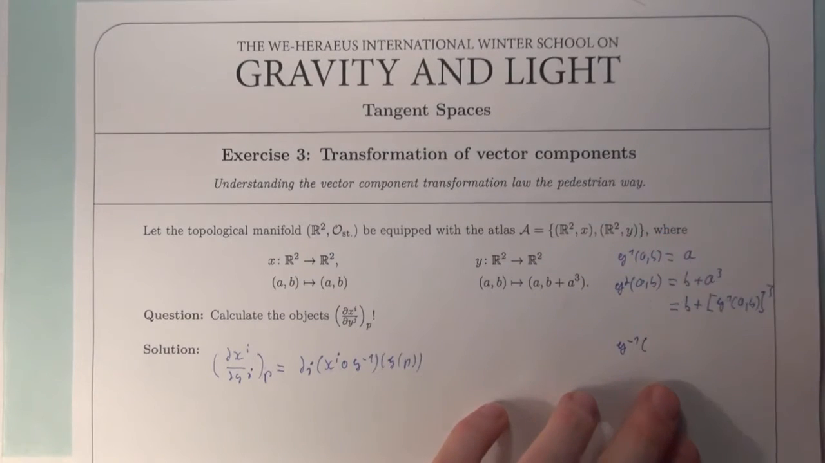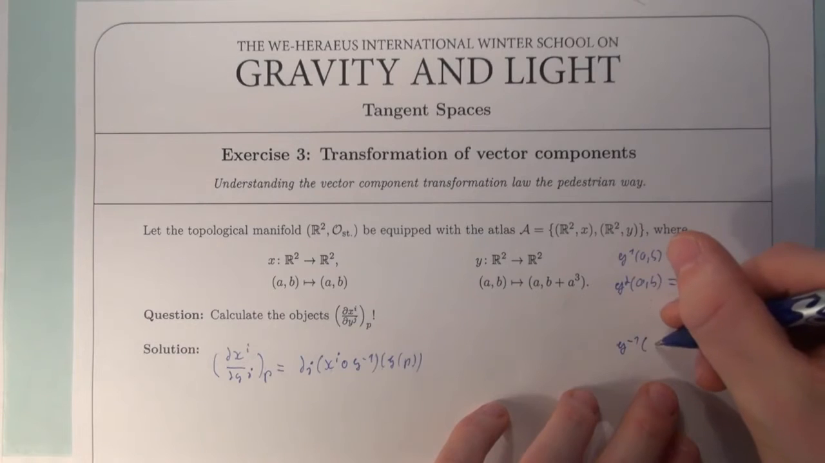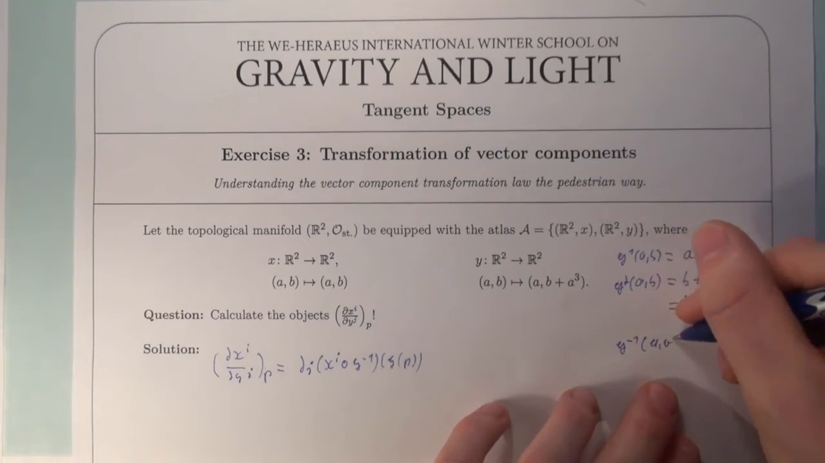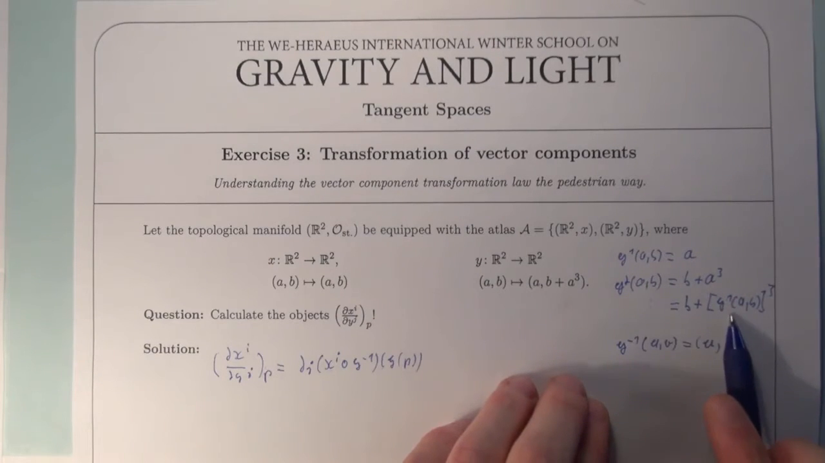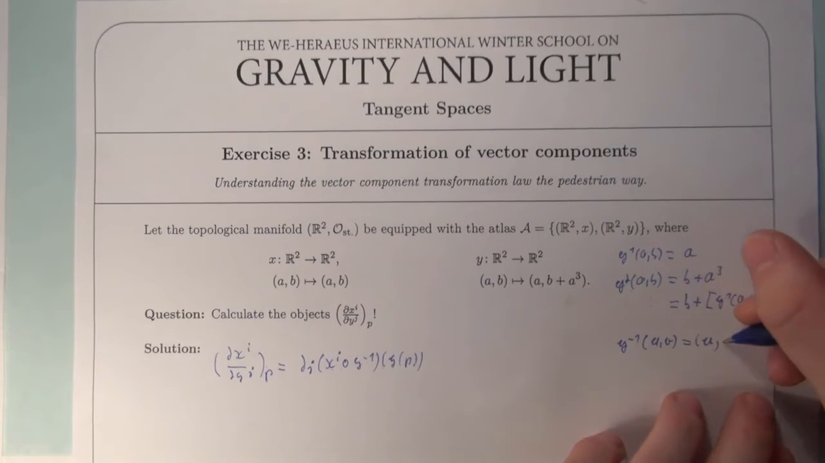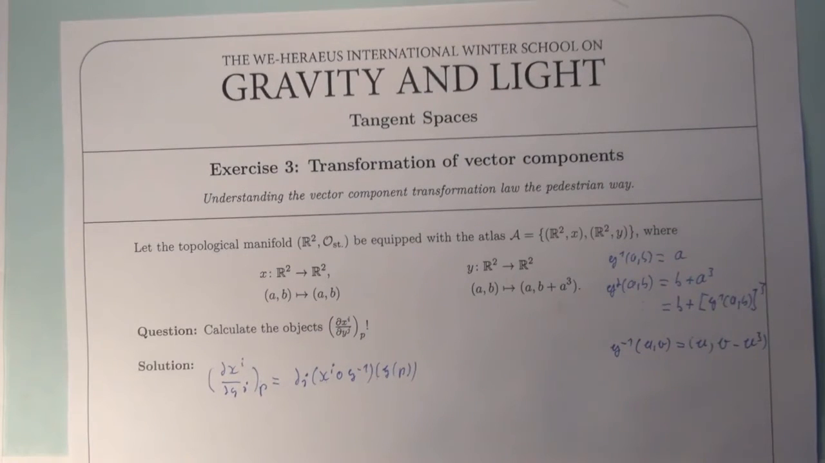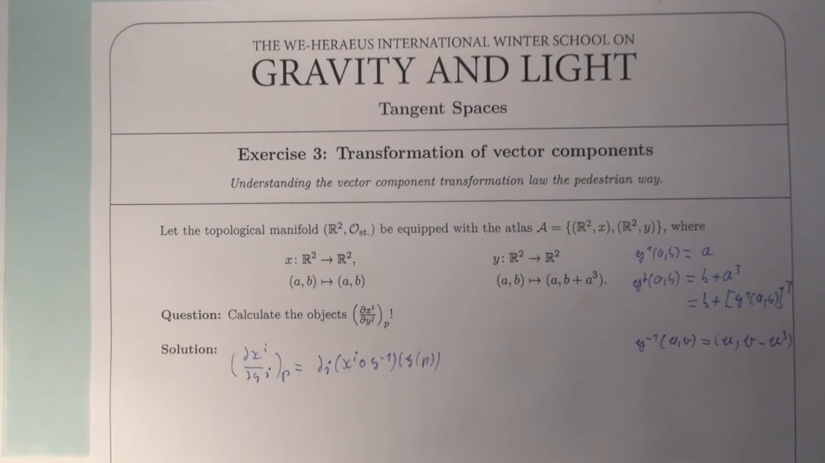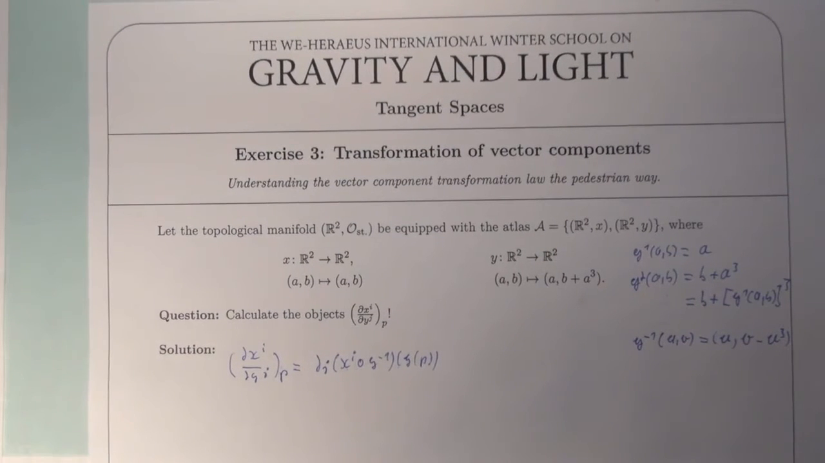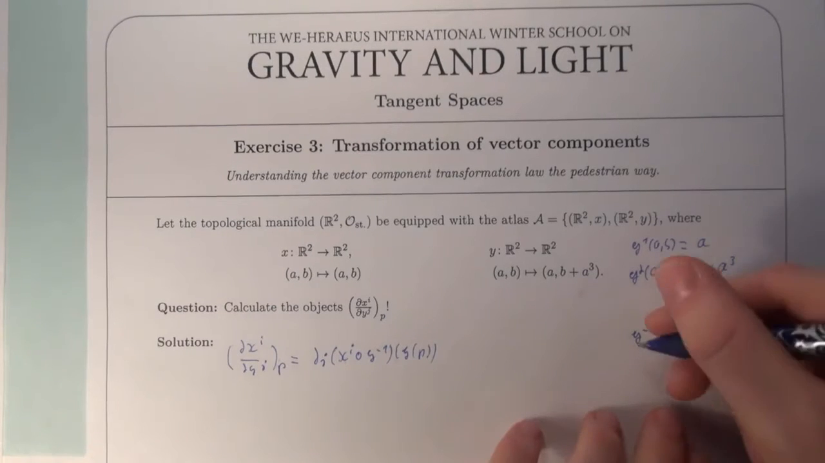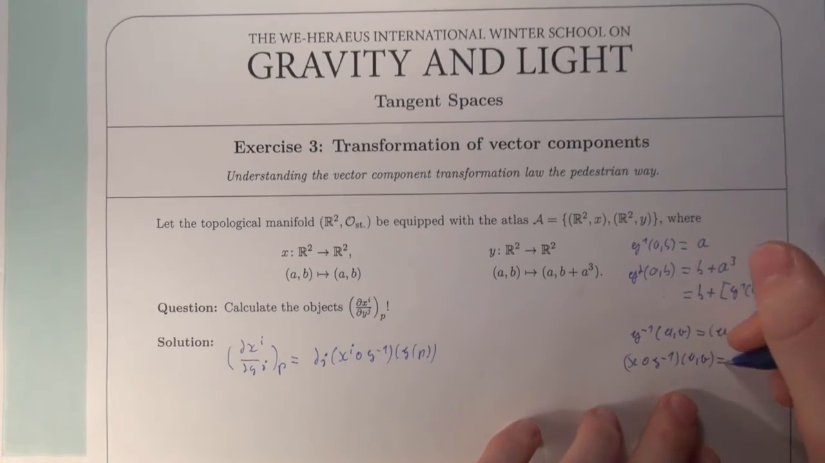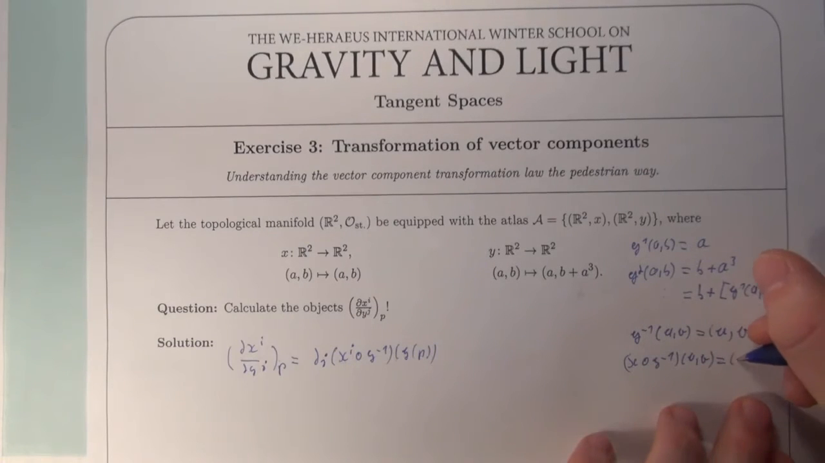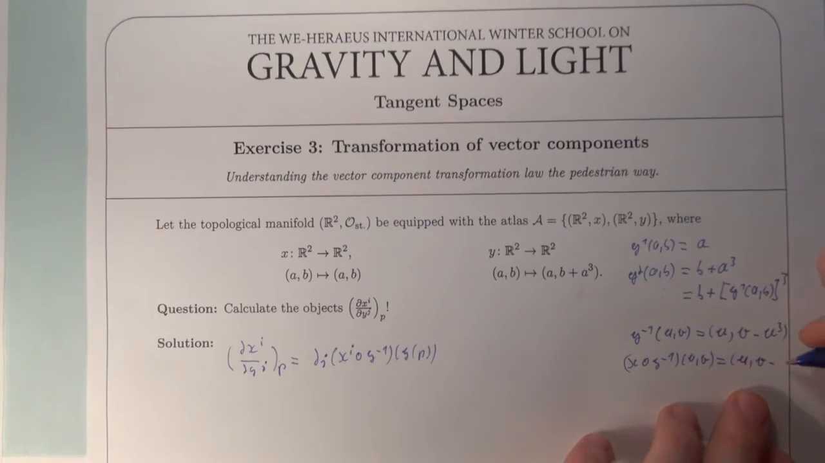So we calculated the inverse map. Y inverse of two numbers u, v will just be the first number again, and the second number minus the first number to the power of 3. So v minus u cubed. Good. And we already know what x after y inverse does with two numbers, because x is just the identity map. So again we get u and v minus u cubed.